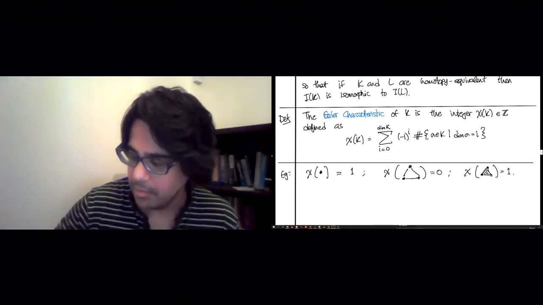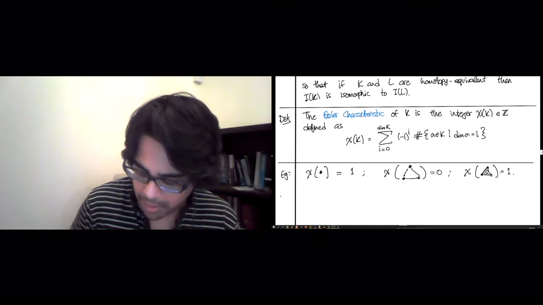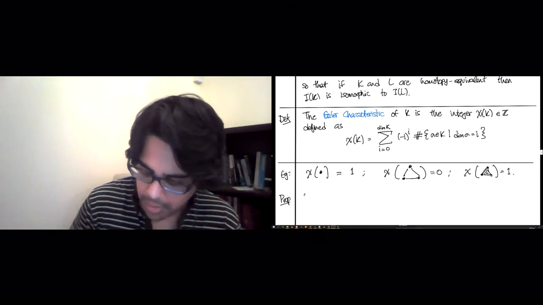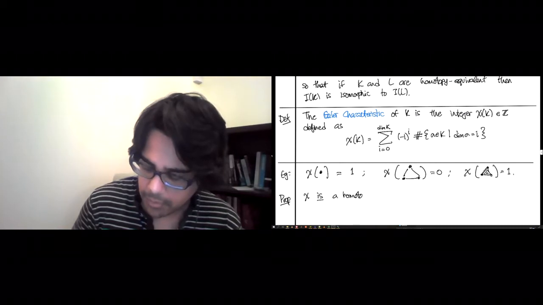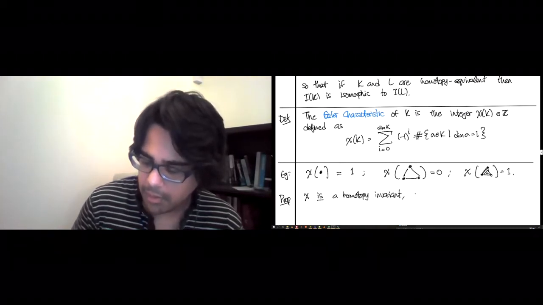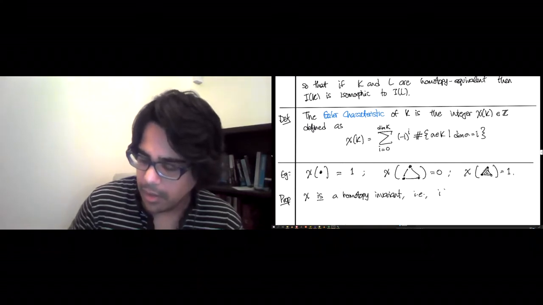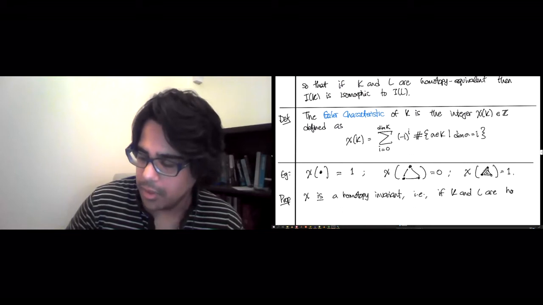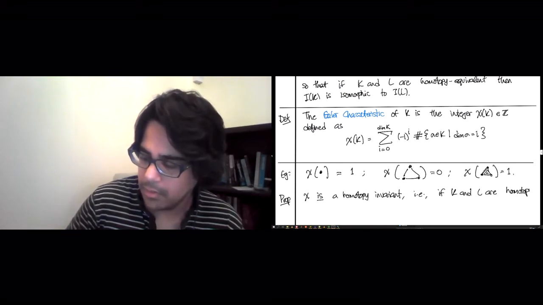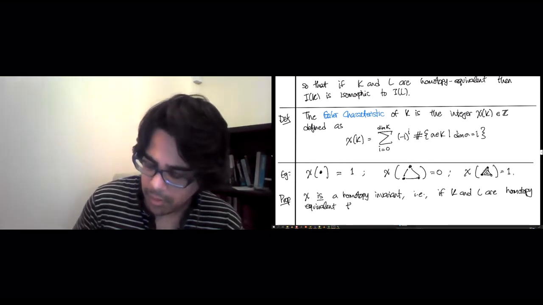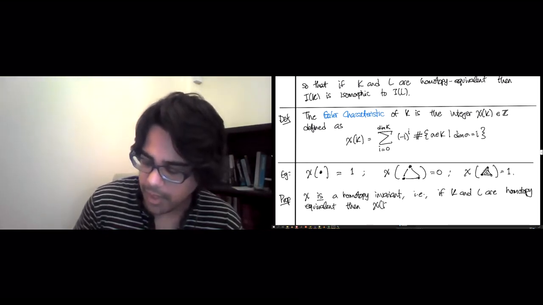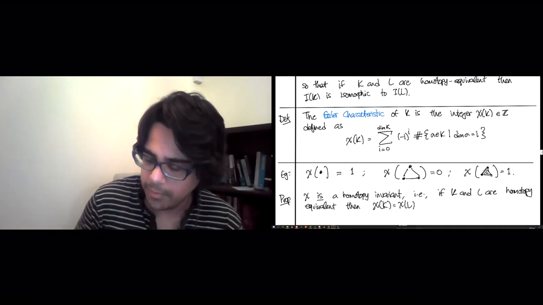But here's the surprising part. Proposition: chi is a homotopy invariant. So if K and L are homotopy equivalent, then chi of K equals chi of L.